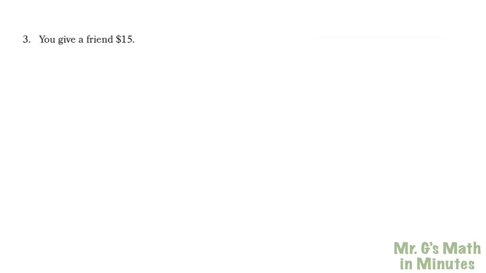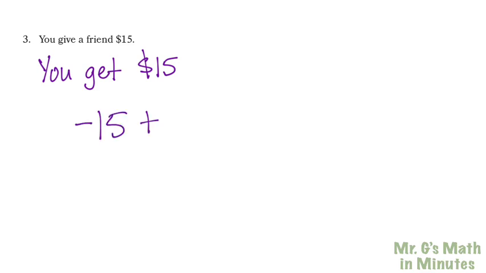If you give a friend $15, then the opposite would be you get $15 back. So if you give a friend $15, you lost those 15. That would be a negative. But then when you get it back, it becomes a positive. Opposites, or additive inverses, cancel each other out and become 0. So in this one, you would go to the left 15 tick marks and then back to the right 15 tick marks.